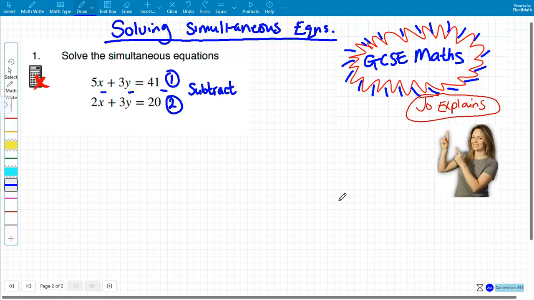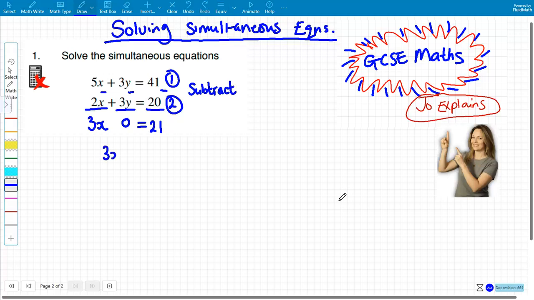I'm just going to write a subtract sign there, and then write an answer line there because I'm going to subtract downwards. So starting with the x's, 5x take away 2x, that gives me 3x's, so that's my answer there. Then I've got 3y take away 3y, that gives me nothing. Then I'll write my equals underneath. So 41 take away 20, that gives me 21. Right, so now I've got 3x equals 21.